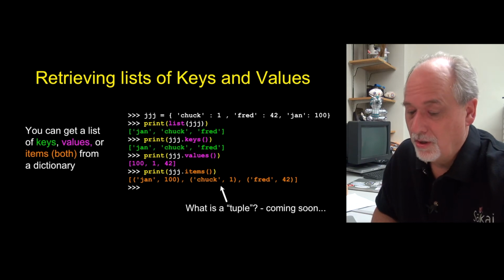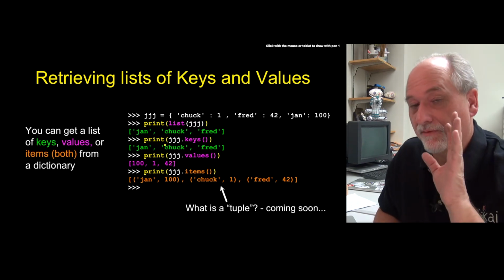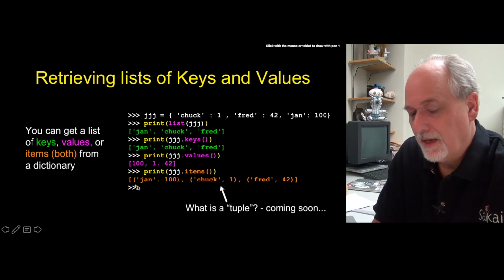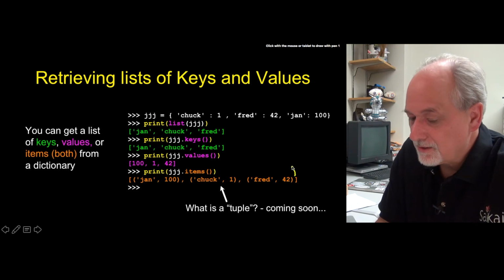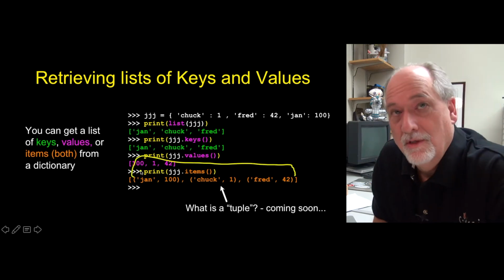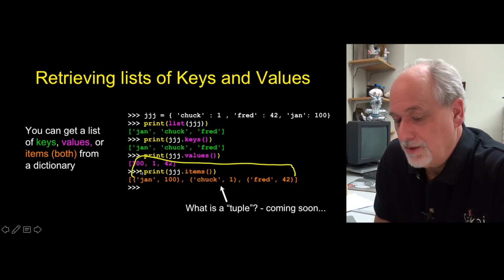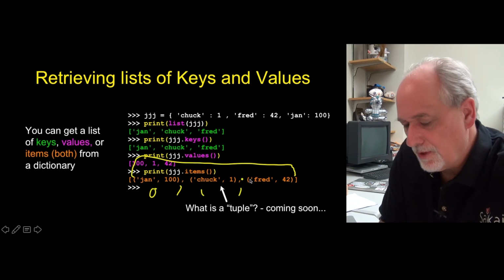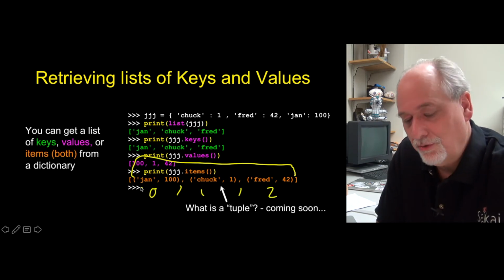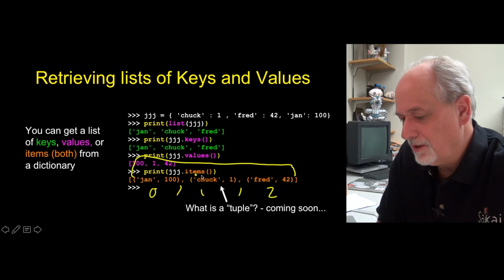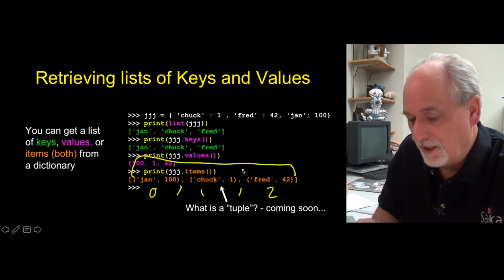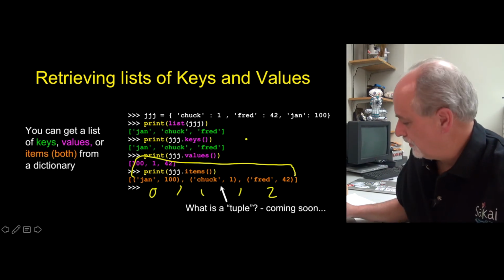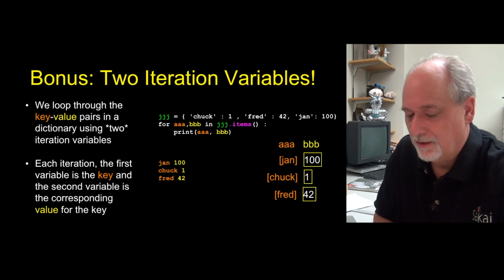And then there is a third thing that we can do, and that is ask for the items. And we can say, give me the items. And that gives us a list. This is our first really kind of composite combined data structure where it is a list, a 3-item list, 0, 1, 2, and inside that there are what are called 2 tuples. Jan maps to 100, Chuck maps to 1, Fred maps to 42. Coming up next, we're going to have a whole chapter on that, so just take a look at that for the moment, and we will come back to that in some detail later.